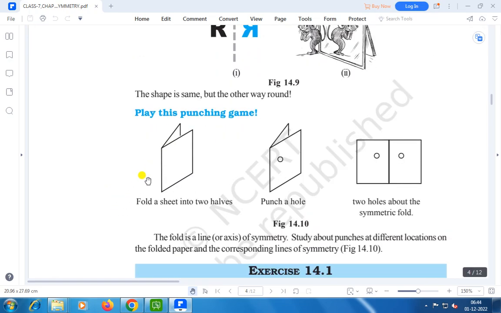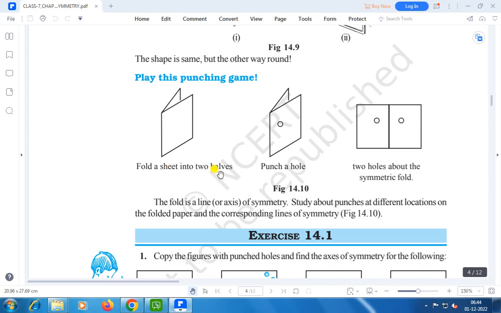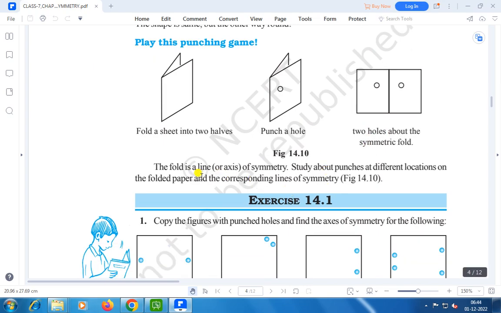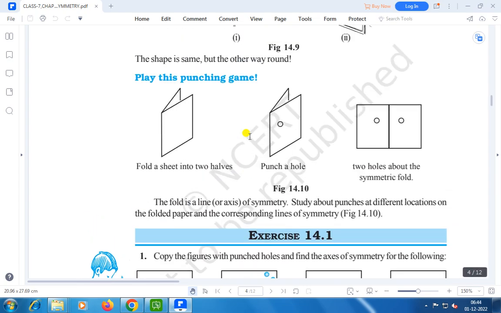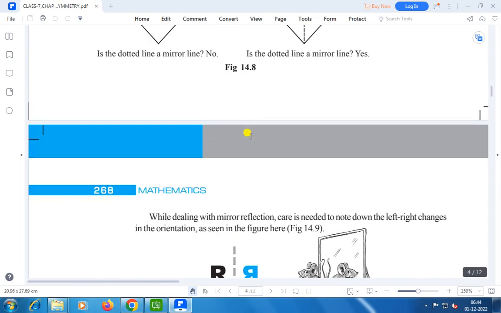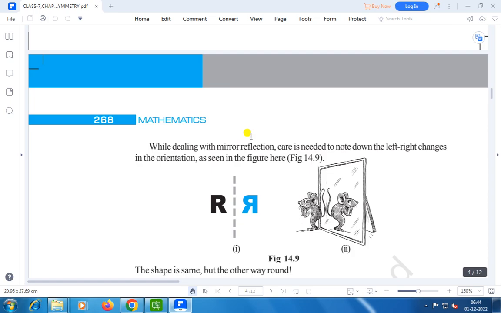Play this punching game. Fold a sheet into two halves. Punch a hole, right? Two holes about the symmetric fold. The fold is a line or axis of symmetry. A study about punches at different locations on the folded paper and the corresponding lines of symmetry, right? You can find these as symmetrical figures, right? Now we will deal with the various exercises.